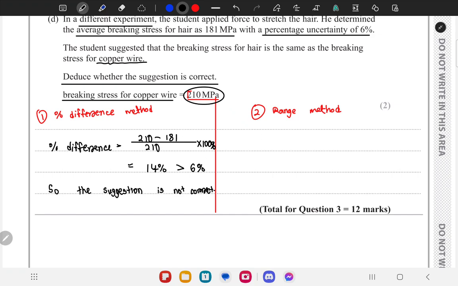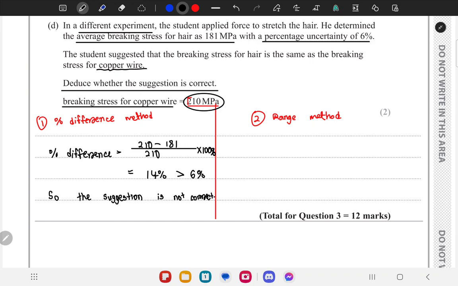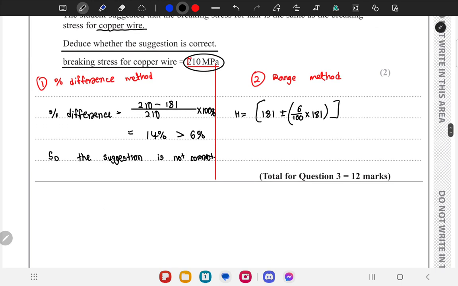In method 2, the range method, we find the upper and lower limit of this value using the percentage uncertainty. If we have a 6% uncertainty, it means our value for the breaking stress of hair, which I'll write as h, is 181 plus or minus 6%, so 6 by 100 times 181 megapascals. The minimum value would be 181 minus 6 by 100 times 181, which is 10.86.